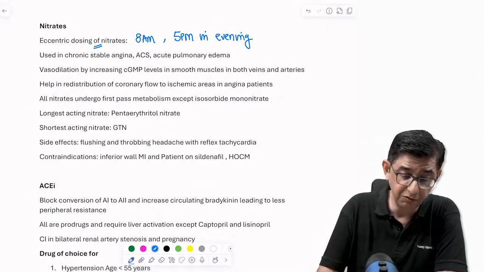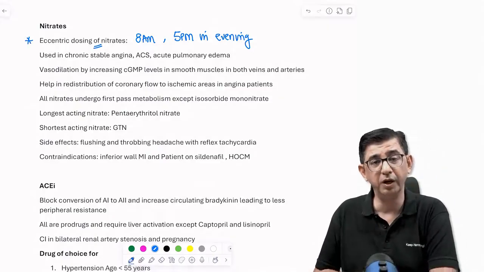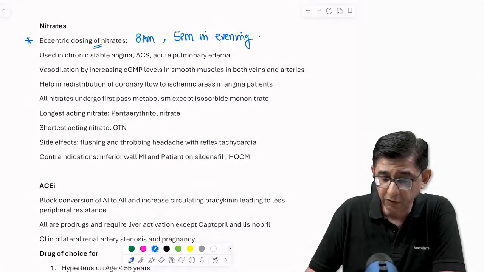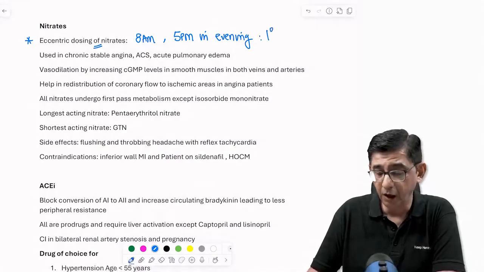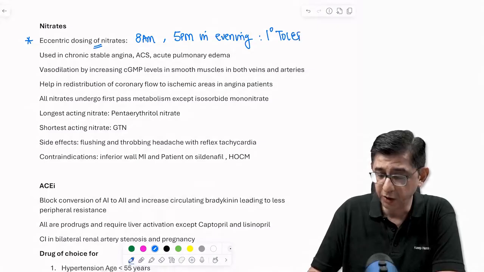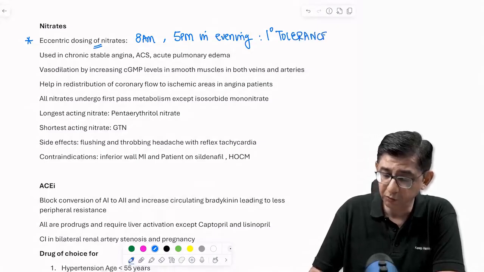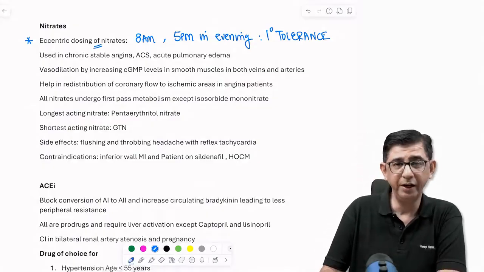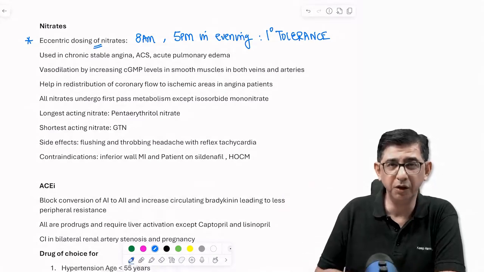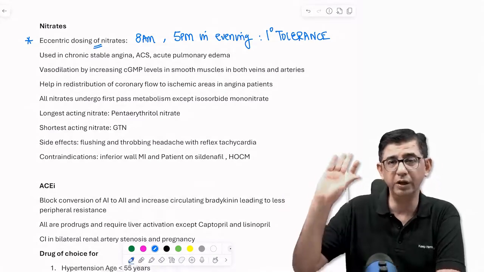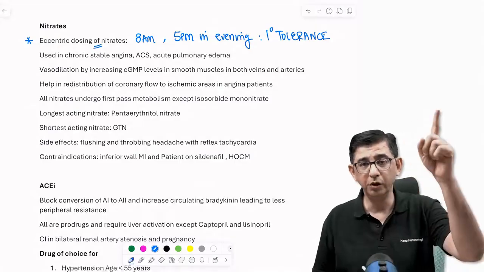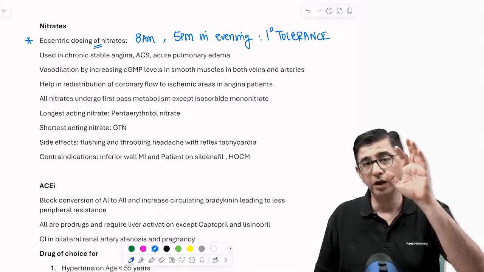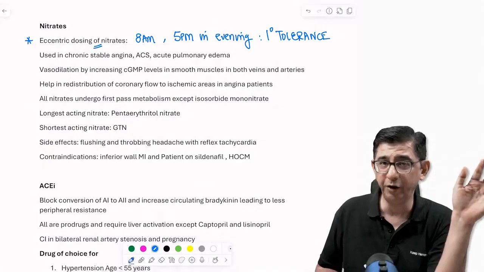This question is an FMG exam question, guys. Listen to this carefully. Eccentric dosing of nitrates is to be done to prevent the development of tolerance. If the drug will be present in the blood 24 out of 24 hours per day, there would be a tolerance or tachyphylaxis developing. If we take the first dose at 8 am, it will work till 3 or 4 o'clock in the evening. The second dose at 5 p.m. will work till 12 o'clock in the night. But from 12 o'clock in the night to 8 am in the morning, for those 8 hours, there are no nitrates in the blood.